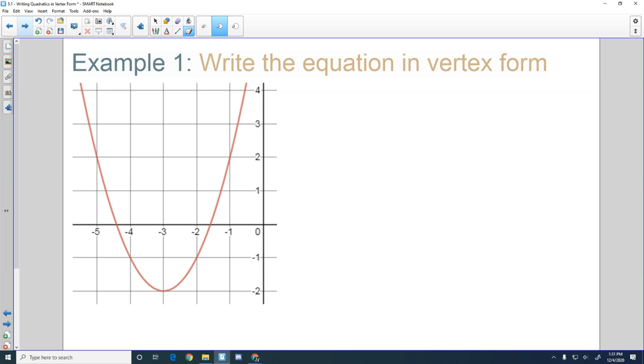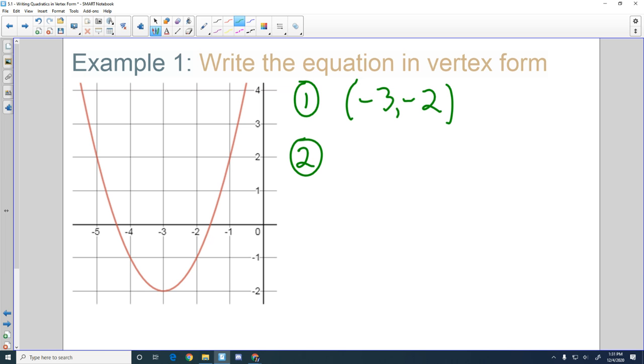Okay. So everyone, example 1, write this equation in vertex form. And you're going to talk me through this. We're going to follow along with the steps. So step 1, identify the vertex. Who can tell me the vertex of this parabola? Anyone agree with Shyla? -3, -2? -3, -2. Good. Step 2 is to look for a, that stretch or compression. Is there a stretch or compression?